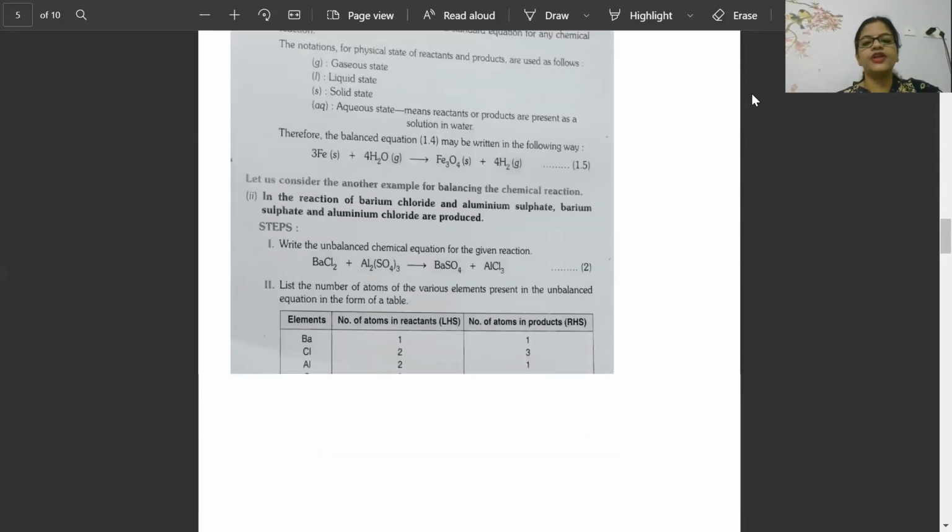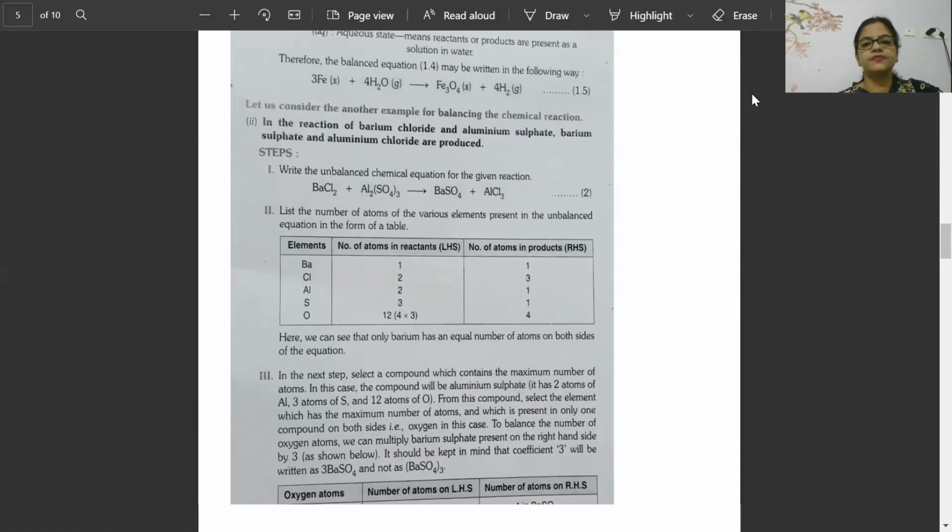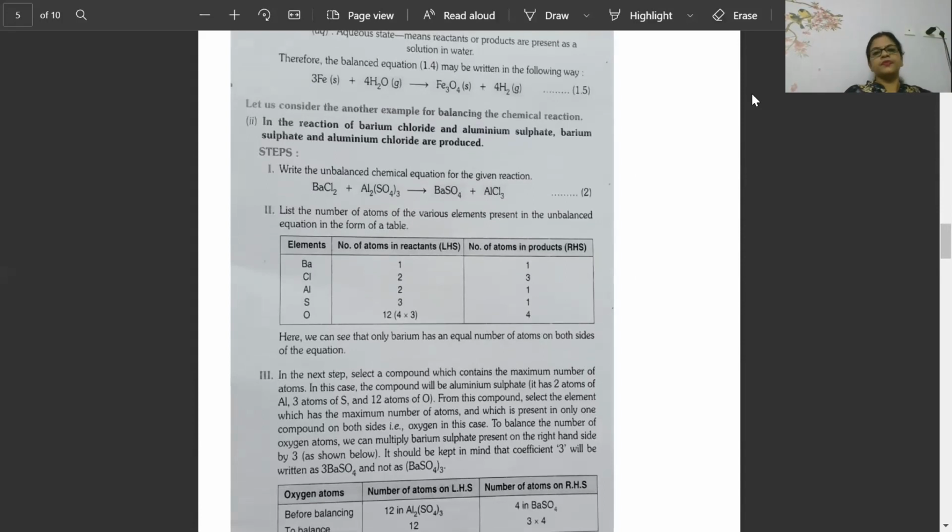Till here we have already finished. Fine. In a reaction of barium chloride and aluminium sulfate, barium sulfate and aluminium chloride are produced. Now you have to balance it. Now see here, it is exactly not balanced. How have they balanced it? First, see this part of balancing.